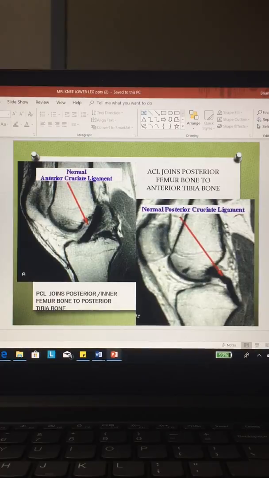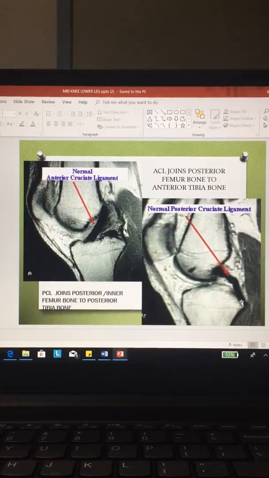Anytime I'm looking at these sagittal images, if I see the ACL start posterior and come to the anterior tibial bone, it's my ACL. If I see it attached to the back of the femur and attaches to the back of the tibia, that's my PCL, okay? So they're both cruciate ligaments, but one attaches anterior, another attaches posterior, therefore it's an ACL or a PCL, okay?